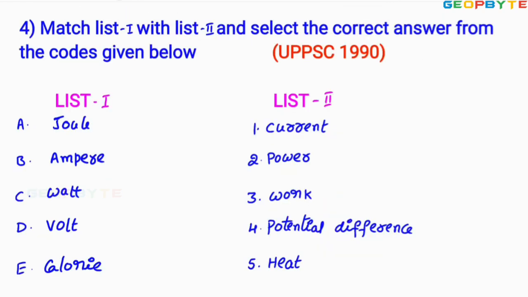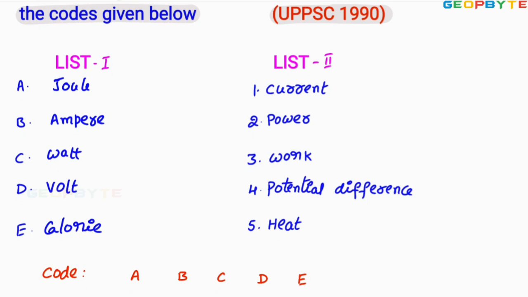Look at the fourth problem. It is asked in UPPSC 1990. Question is given like this. Match list 1 with list 2 and select the correct answer from the codes given below. Look at the quantities given under list 1: joule, ampere, watt, volt, calorie.